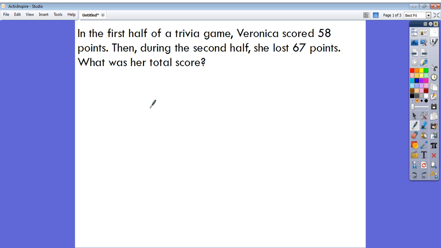Hey guys, today we're going to work on adding and subtracting integers in word problems. The most important thing that you're going to want to pay attention to is, am I increasing the amount I have or decreasing the amount I have?